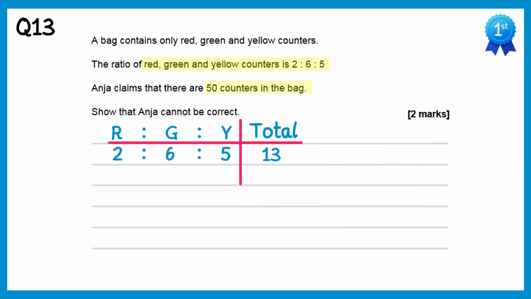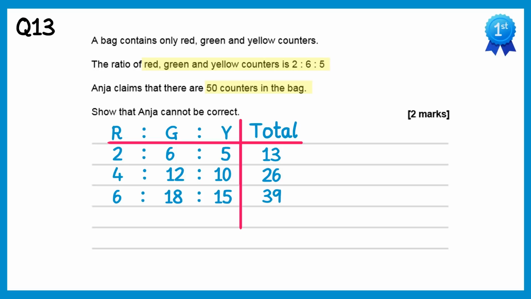There is another possible way of doing this. You could also keep multiplying the ratio. So if we start with the ratio as it is, but do 2 add 2 to get 4, 6 add 6 to get 12, and 5 add 5 to get 10. If you add up all of these parts, you'll get 26. You could do it again by adding another 2, another 6, and another 5. That would get you 6, 18, and 15, and if you add all of these up, you'll get 39.